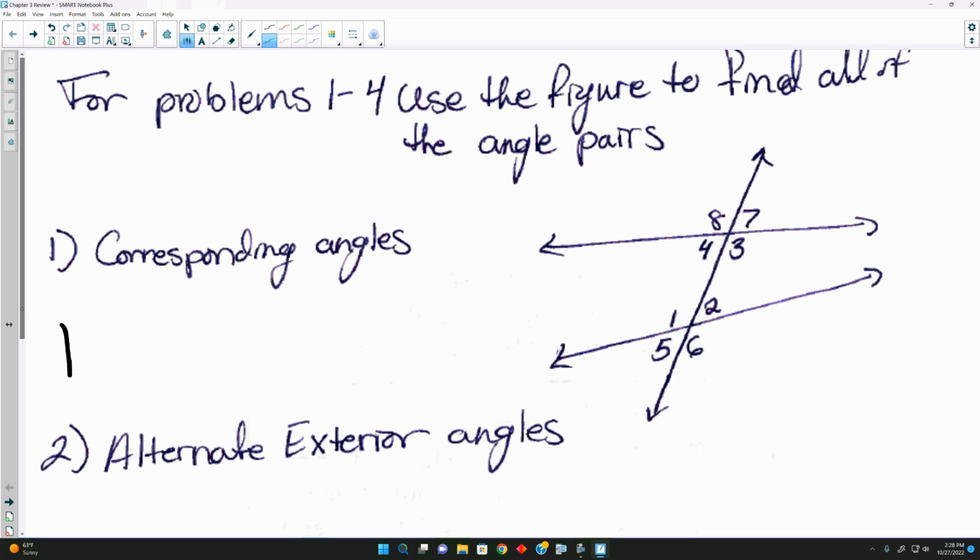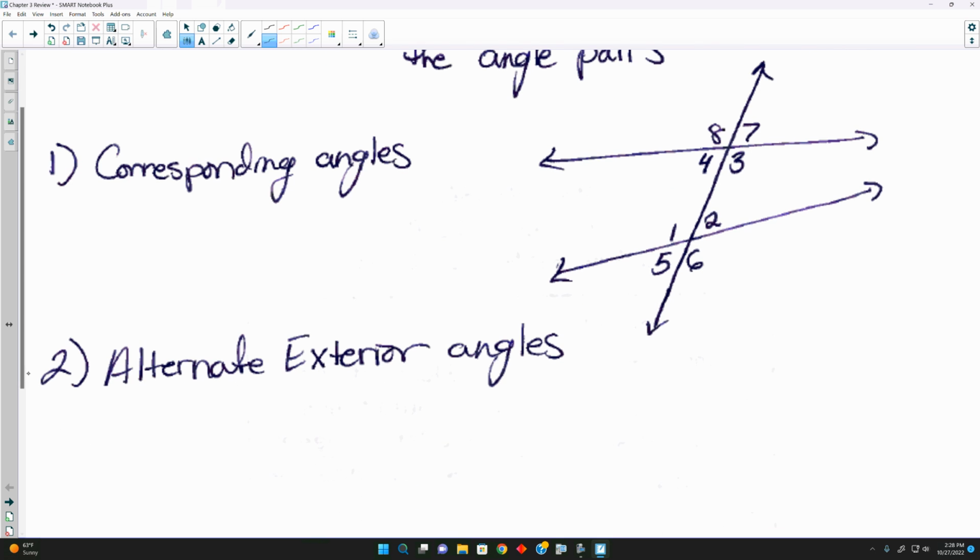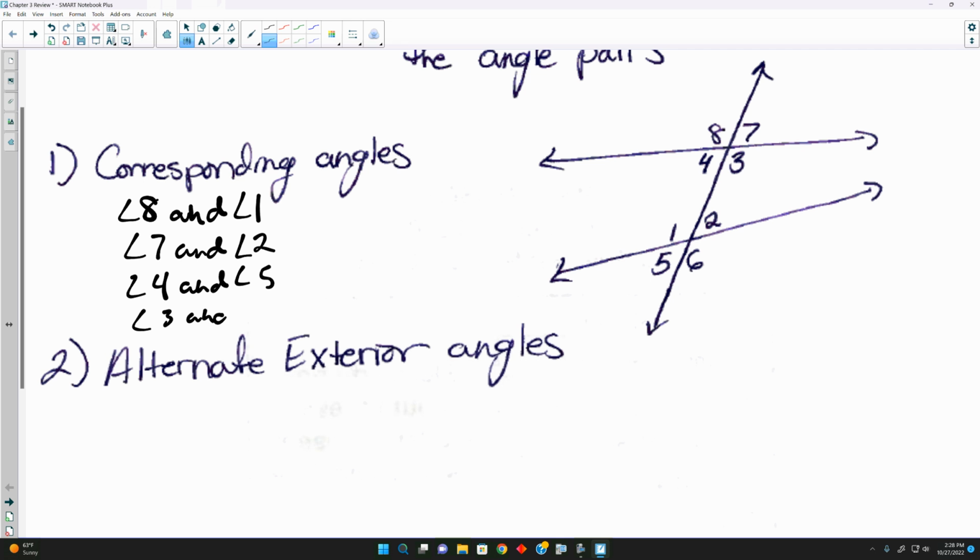So we look at problem number 1, corresponding angles. The corresponding angles for this here would be angle 8 and angle 1, because corresponding angles are going to be on the same side of the transversal and above the same part of the line. So 8 and 1 would be corresponding. We'd also have angle 7 and angle 2. Then we would have angle 4 and 5. Then we would have angle 3 and 6.